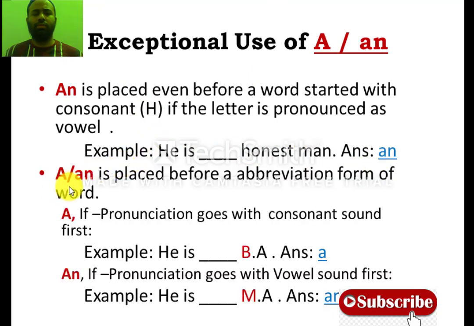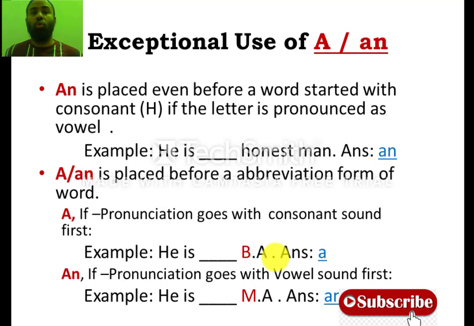Next option, an is placed before an abbreviation form of a word. Do you know what is abbreviation form? Abbreviation form means the word's short form. For example, he is blank BA. What does it mean, BA? Bachelor of Arts. Okay, BA is the abbreviation form.